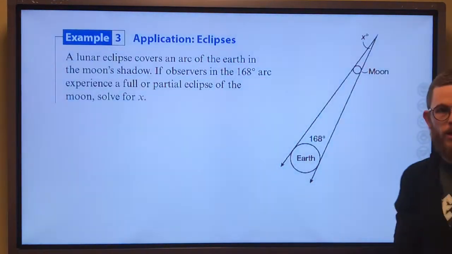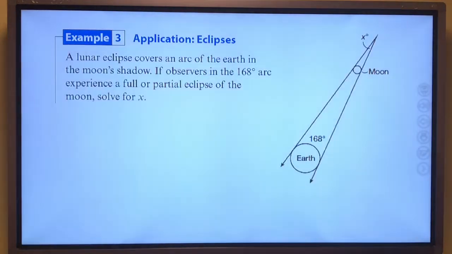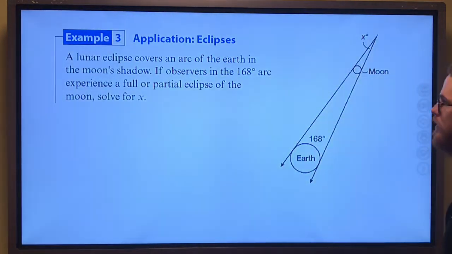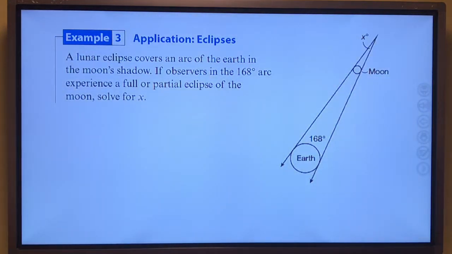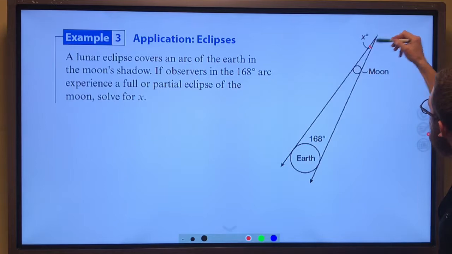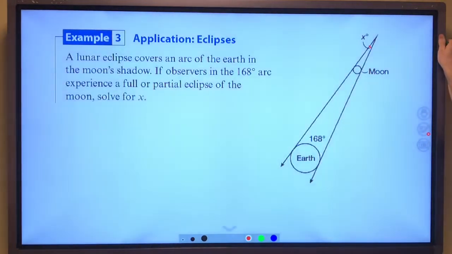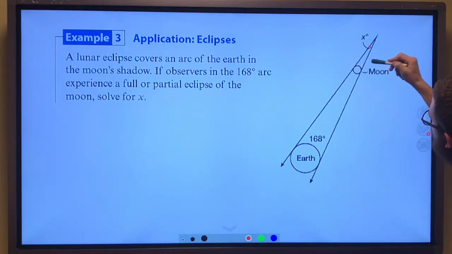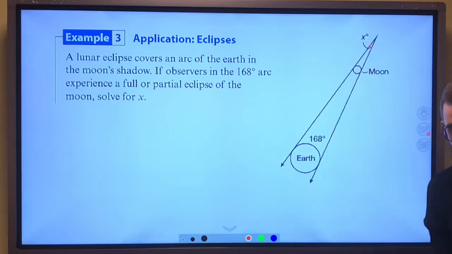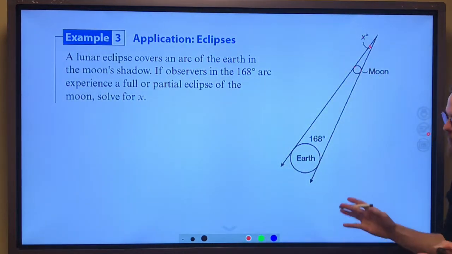Finally, got some application. We're already there, okay? Just got that one fact of the day here. It says a lunar eclipse covers an arc of the Earth in the moon's shadow. If observers in the 168 degree arc experience a full moon or partial eclipse of the moon, solve for x. X is that little angle right there. Well, even though it's tangent to the moon, that's kind of irrelevant. It's just part of the problem.